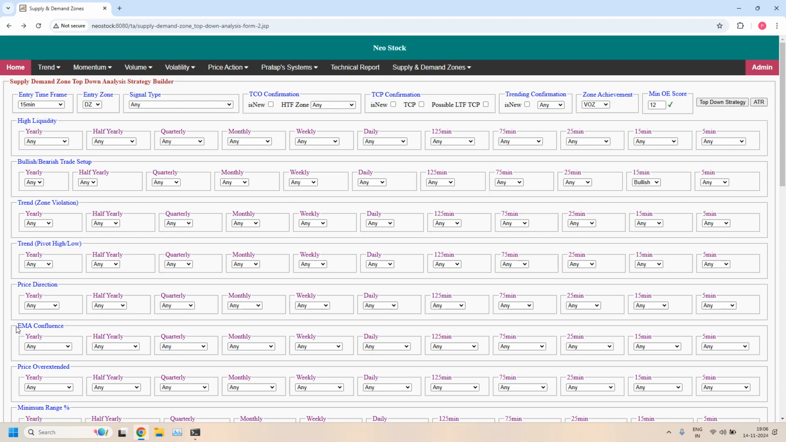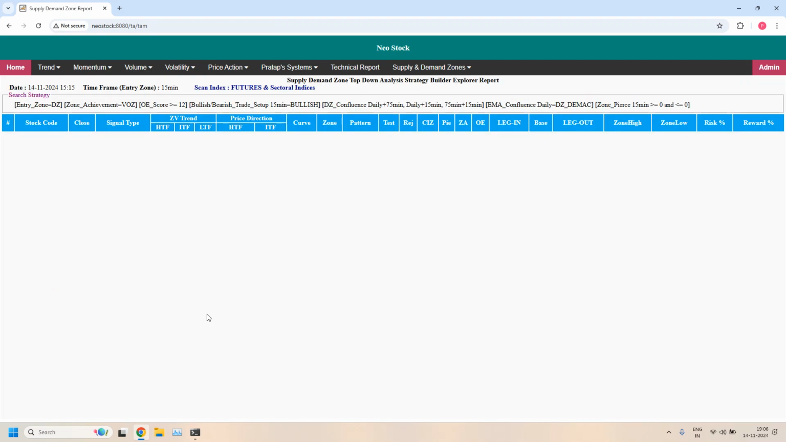Let's verify. In the EMA Confluence, daily time frame, daily demand zone with daily EMA Confluence. So we don't have any EMA Confluence for those daily zones. Okay.